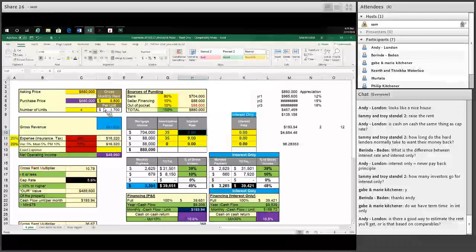We'll get there. You'll get there in a couple weeks, okay? Right now, I just want to focus on understanding this sheet. This is the main sheet we're going to use, because this will tell you right away if a property is worth looking at. If a property doesn't meet these numbers, you're not going to waste any time with it, okay? Let's go to the next one.